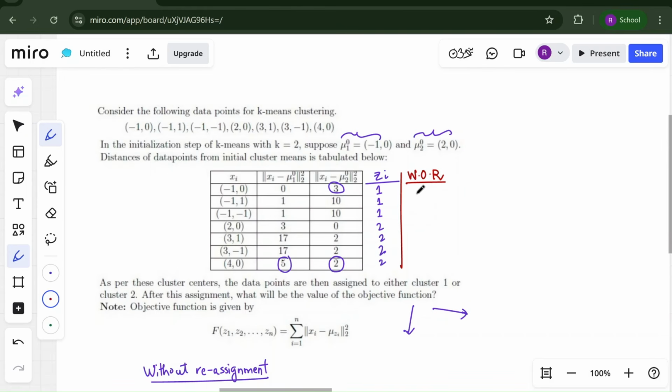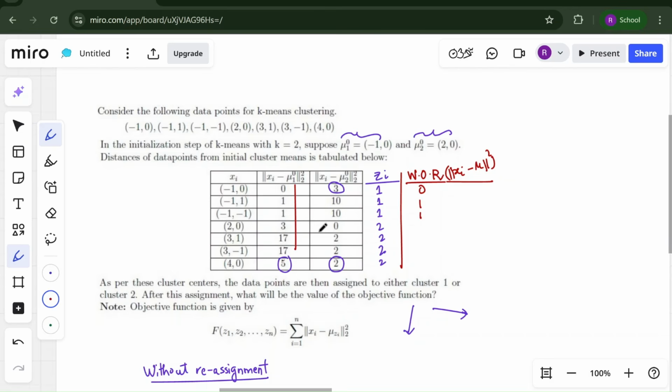So this would be what? This would be 0. No, I'm computing the distance between xi and mu1, 0. So this is the distance between xi and mu. So this would be 0, this would be 1, right? In this table also they have given this one. Ah, right. These values, yeah.